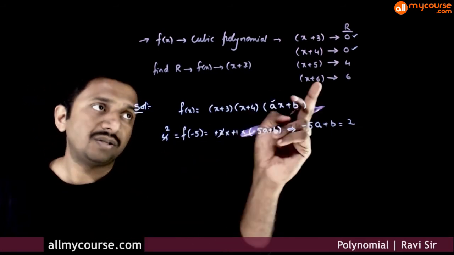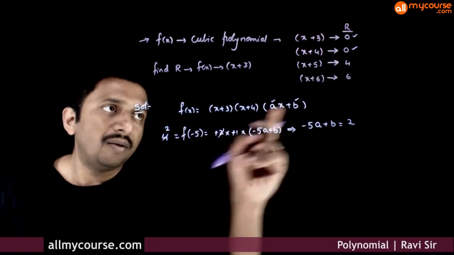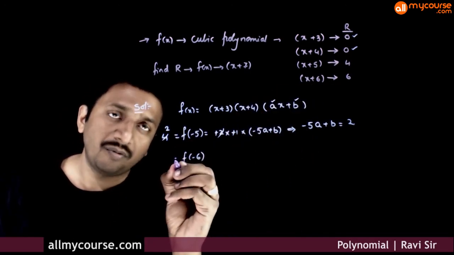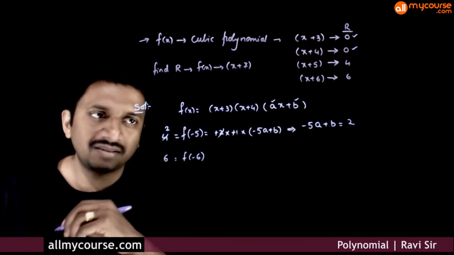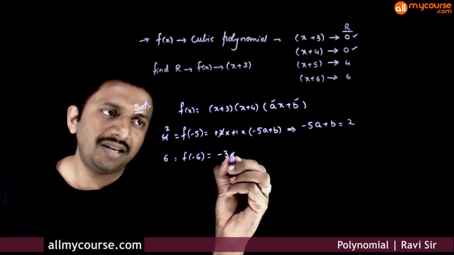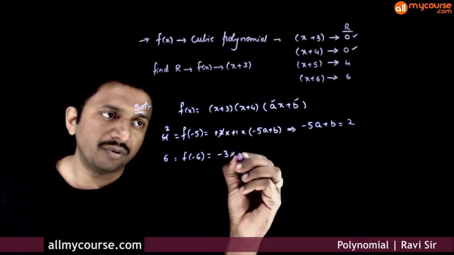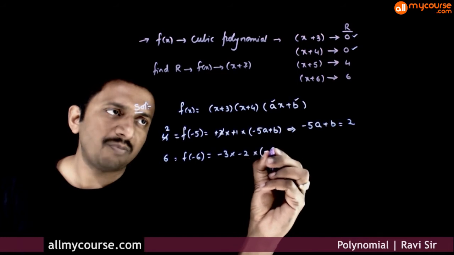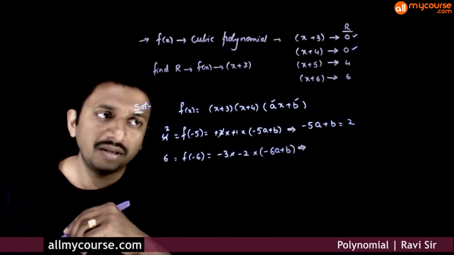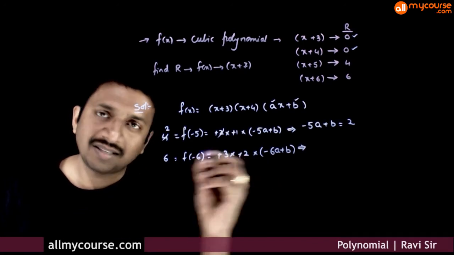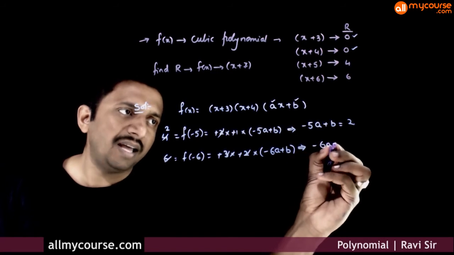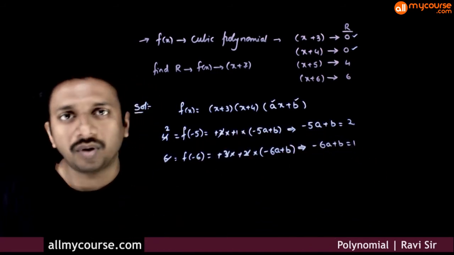Next, let us go to this equation. When x is equal to minus 6, f of minus 6, which is equal to 6, can be written as minus 6 plus 3, which is minus 3, times minus 6 plus 4, which is minus 2, times minus 6a plus b. This implies the minus and minus get cancelled, 3 2s are 6 and 6 gets cancelled. Minus 6a plus b is equal to 1.